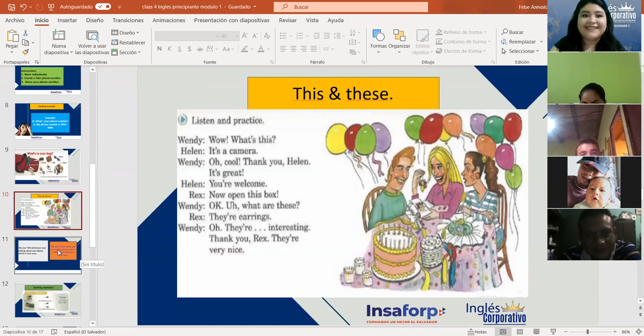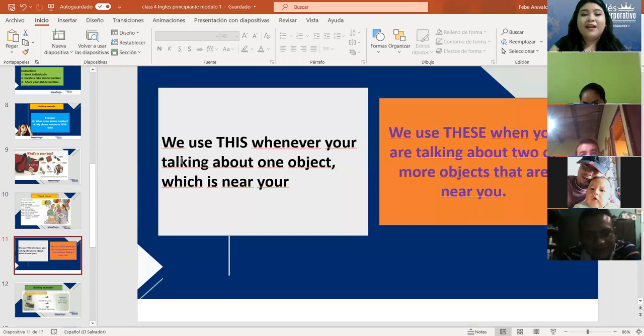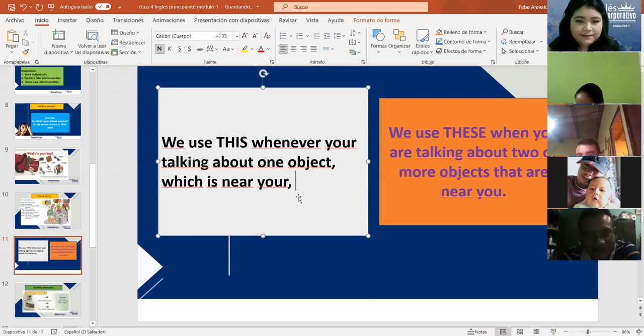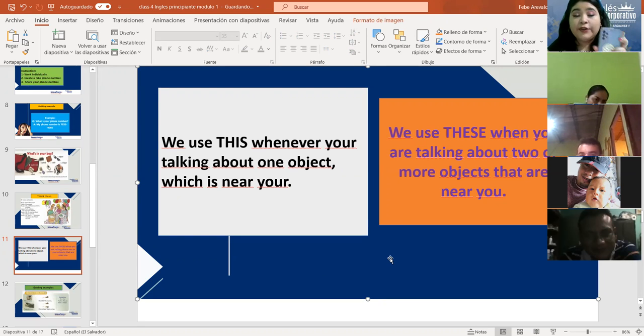Now, let's check this one. We use these whenever you're talking about one object which is near you. Wait, this is, there you have it, right? When the object is near you, this is my cell phone. The object is near me, right? Tengo cerca, near me.